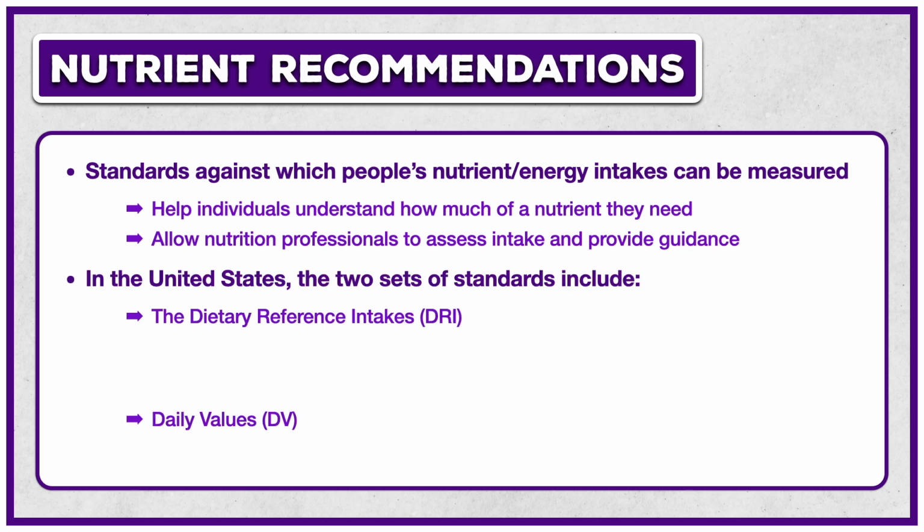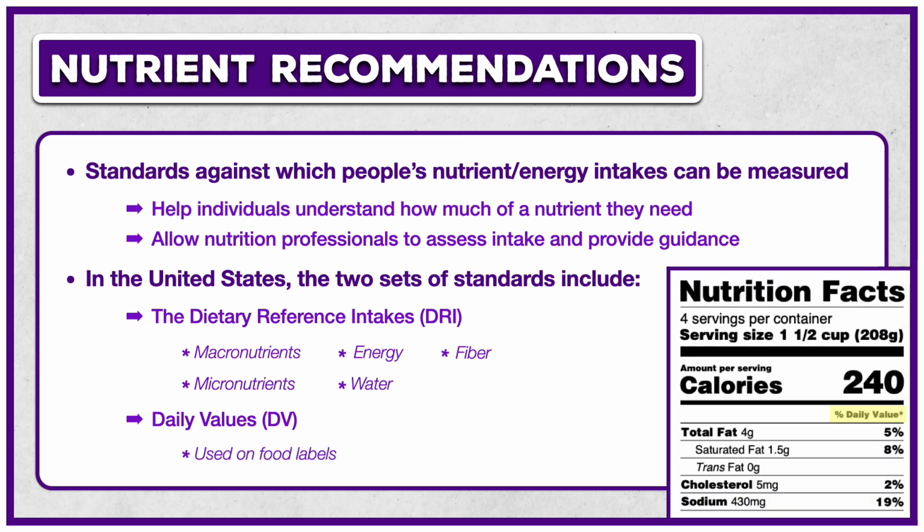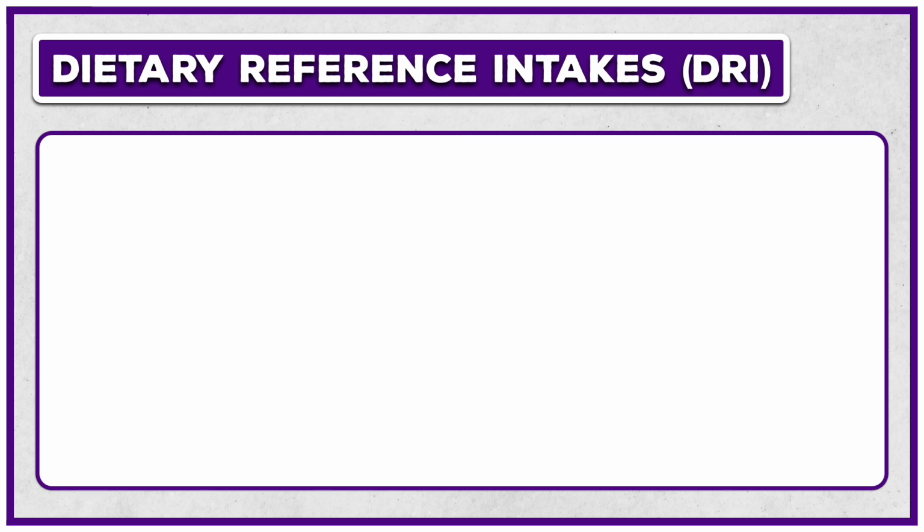In the United States, the two sets of standards include the Dietary Reference Intakes, or DRI, and the Daily Values, or DV. The DRI provides recommendations to individuals for all nutrients, including macronutrients, micronutrients, energy, water, and fiber. The daily values are used on food labels, as illustrated in this image of a nutrition facts panel. I've dedicated the upcoming slides to explaining both sets of standards in detail. First up, we have the Dietary Reference Intakes, or DRI.